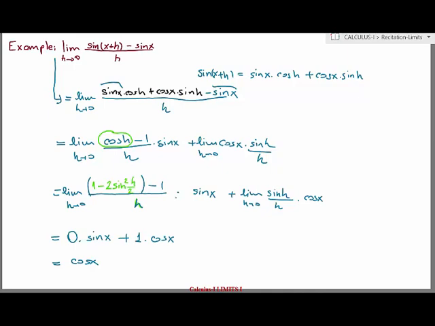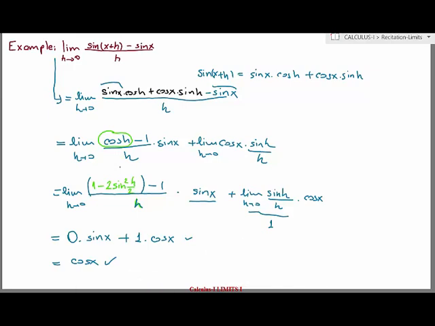I had one redundant one and I deleted this. So the answer when h tends to 0, 1 minus 2 sine 0 is 0. So we have 1 minus 1, which is 0 over h. So the answer is 0 times sine x plus, when h tends to 0, sine h over h is 1 times cosine x. So the final answer is cosine x.